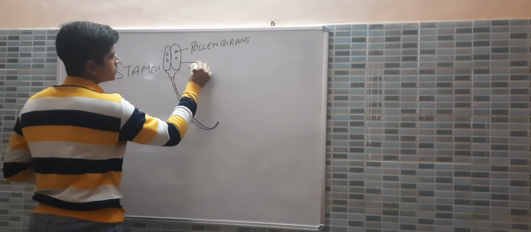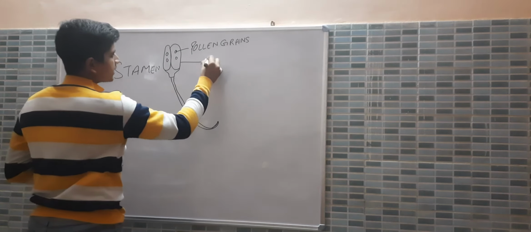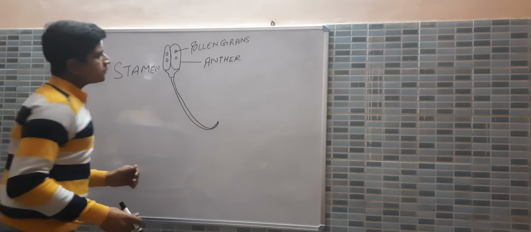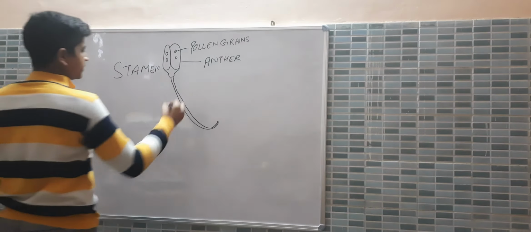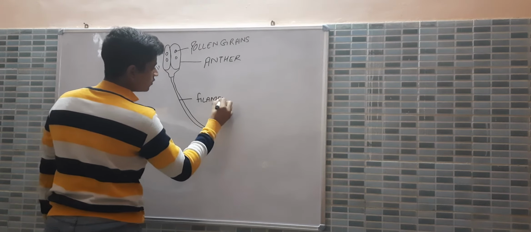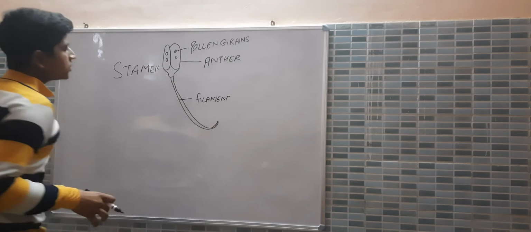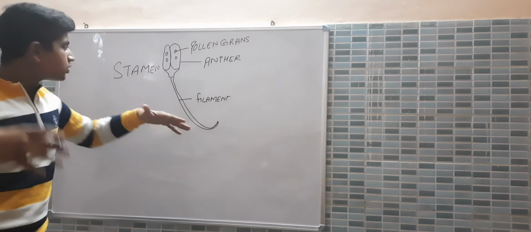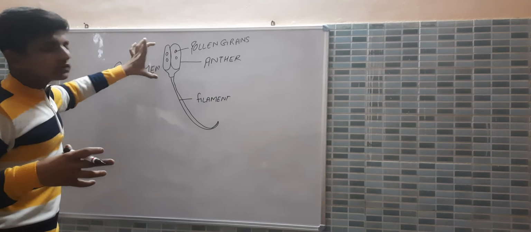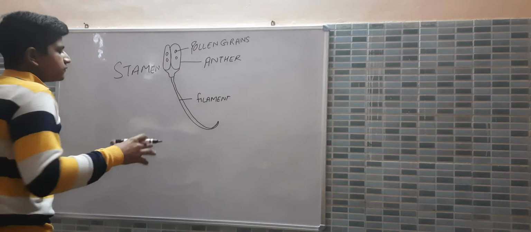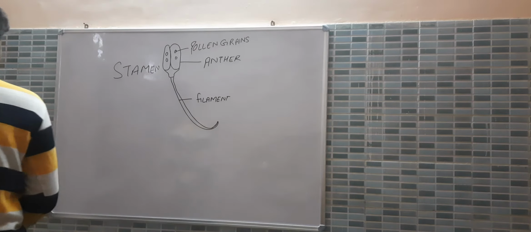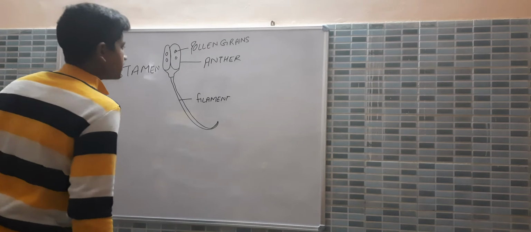Then this structure, I've already told you, is the anther. Generally, the question comes to mind: why is a filament used? This filament is just used to expose the anther part of the stamen. So this is the role of a stamen in a flower.